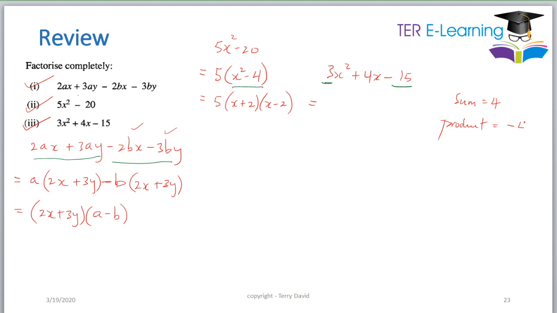Minus 45, right? So I'll give you all a minute. I want you all to tell me two numbers whose sum is 4 and whose product is minus 45. Actually, it's pretty straightforward, right? So let's see what you all get.